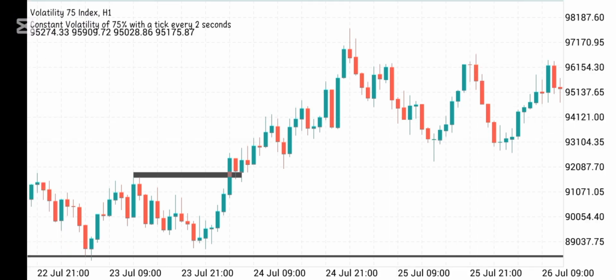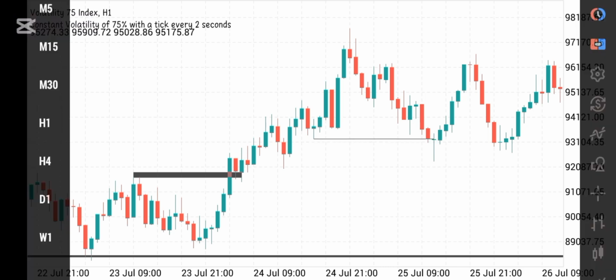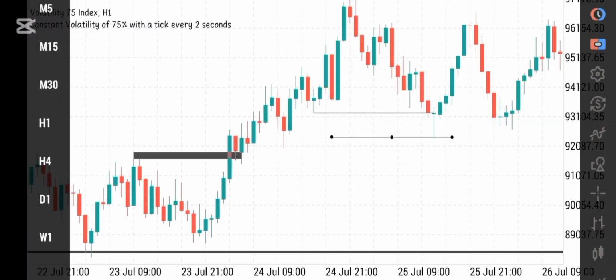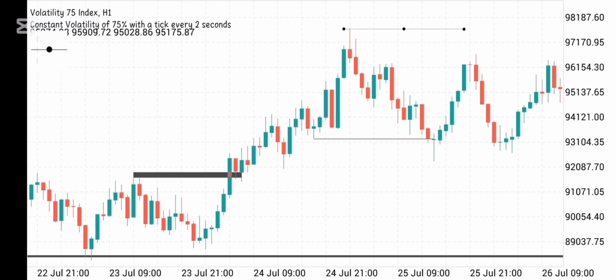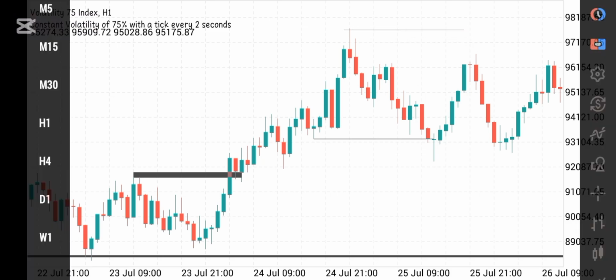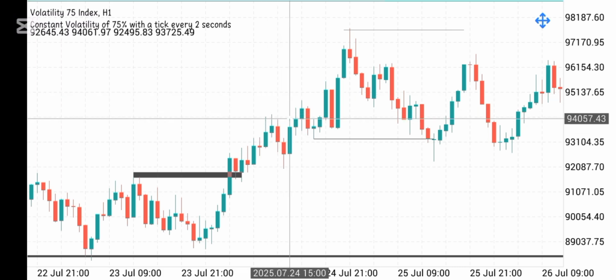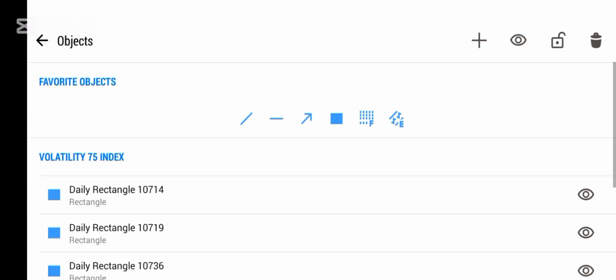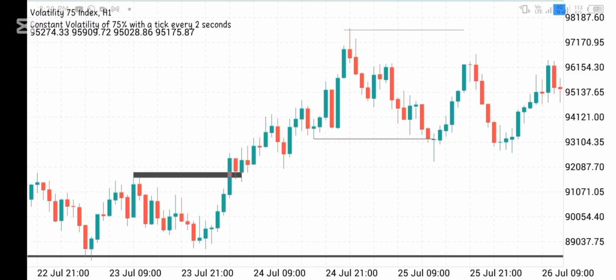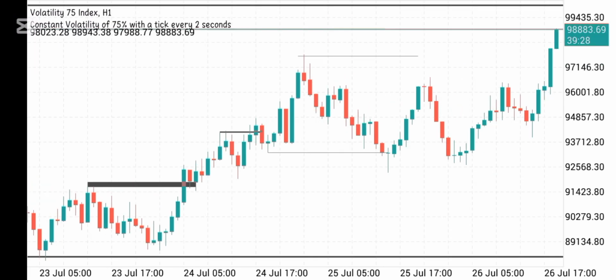Now we have a liquidity that was raided. Remember, sell side liquidity was raided here, which means that the market will definitely go to the buy side liquidity, which is here. Now we had a break of market structure here. There's a break of market structure here, so we have it as well.